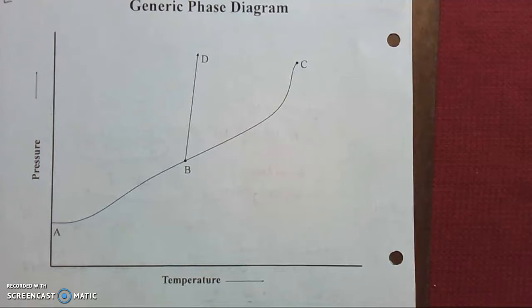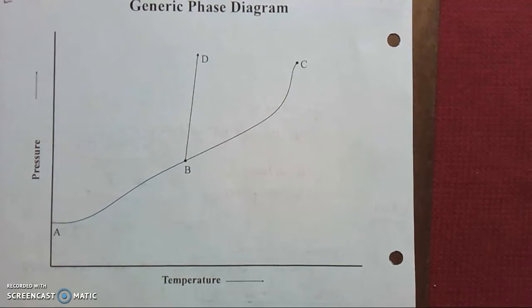Welcome to Lesson 4, Video 1 for the Intermolecular Forces unit in Chemistry 2. This is the last page of our note packet, and we're going to take a look at phase diagrams.